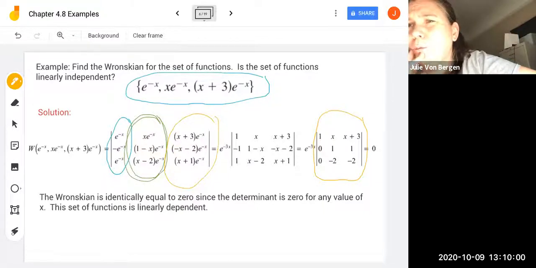So you can work out and expand each of the cofactor expansions here and verify that you get 0. So because this equals 0, the Wronskian is identically equal to 0. And so any value of x is going to give 0 for our determinant value here. So we say the set of functions is linearly dependent.